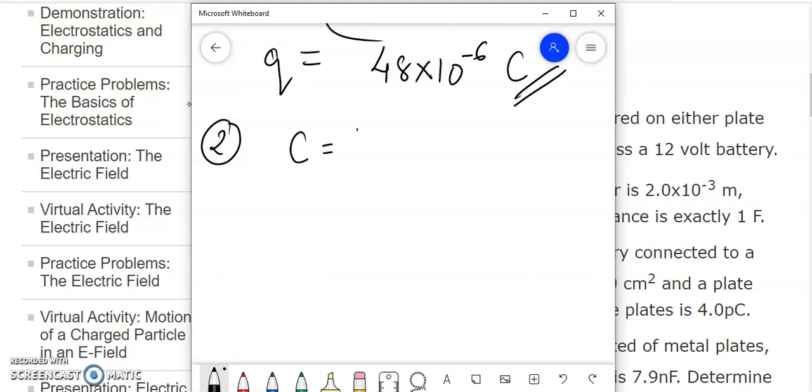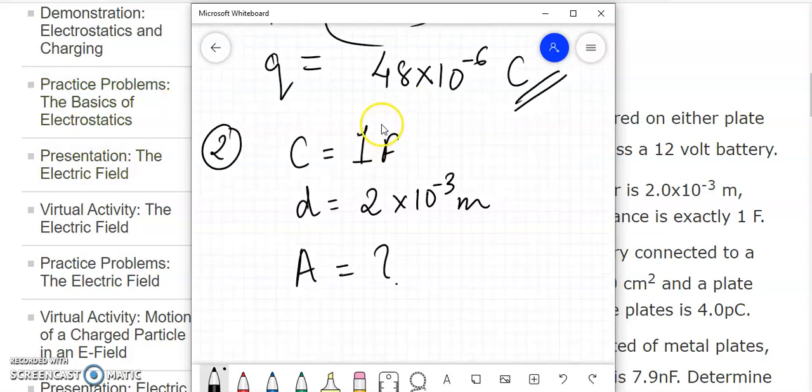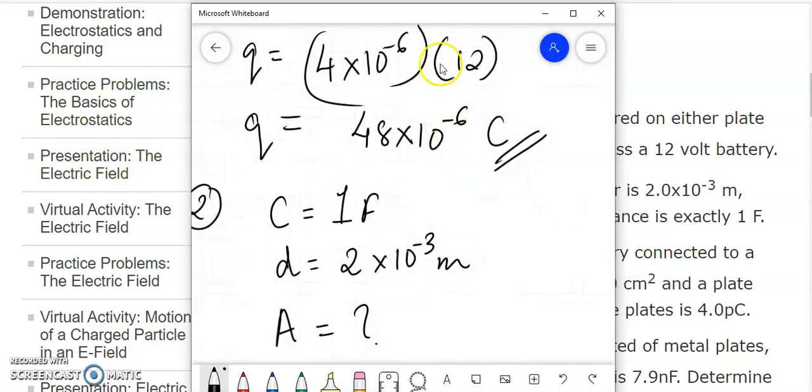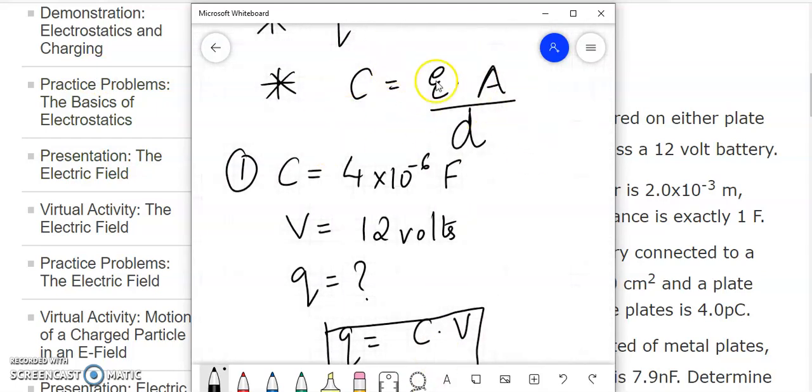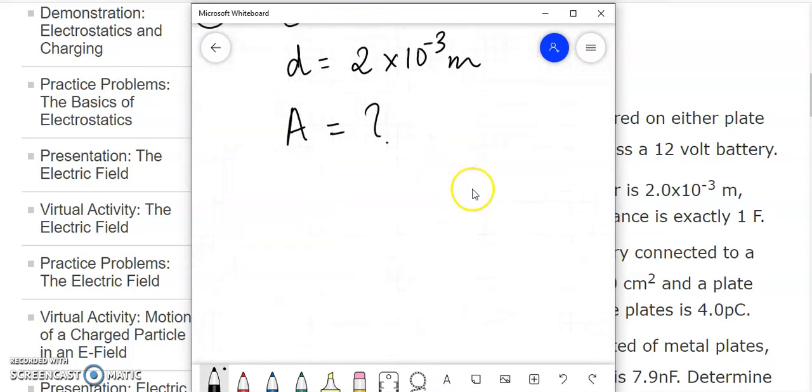So capacitance is 1 farad, and then the distance between the two plates is 2 into 10 raised to minus 3 meters. And then it's asking you to calculate the area. So what do you do now? If you go back to the formulas that I explained earlier, you would be using C is equal to epsilon times area of the plates divided by the distance between the two plates.